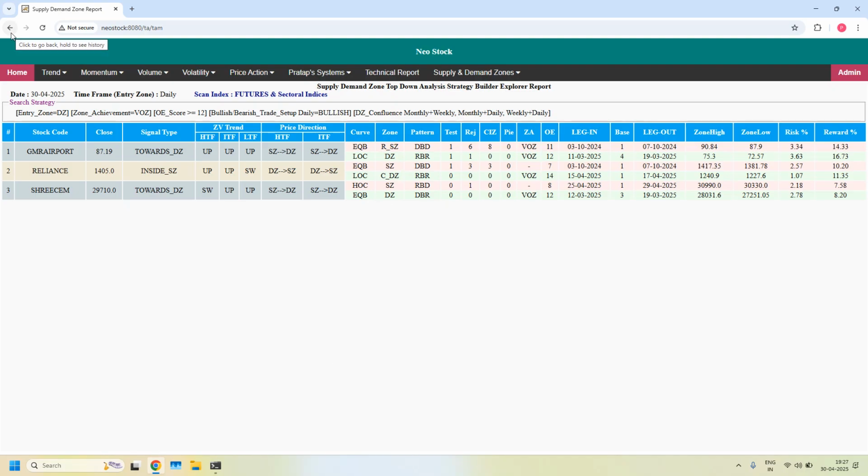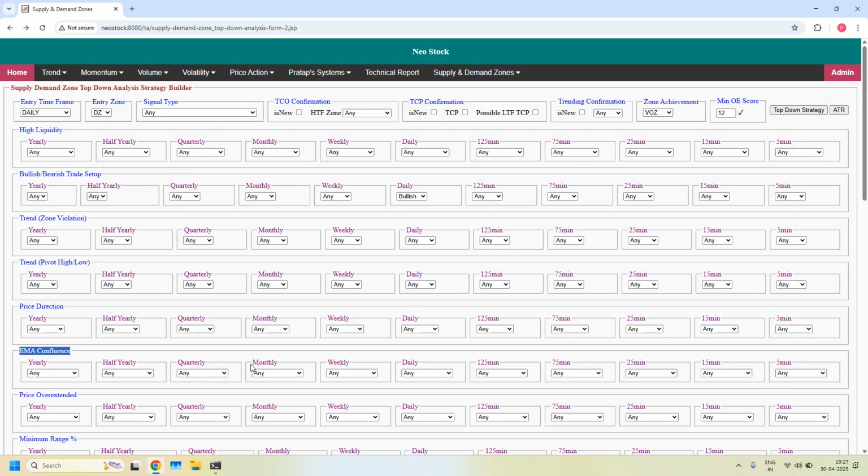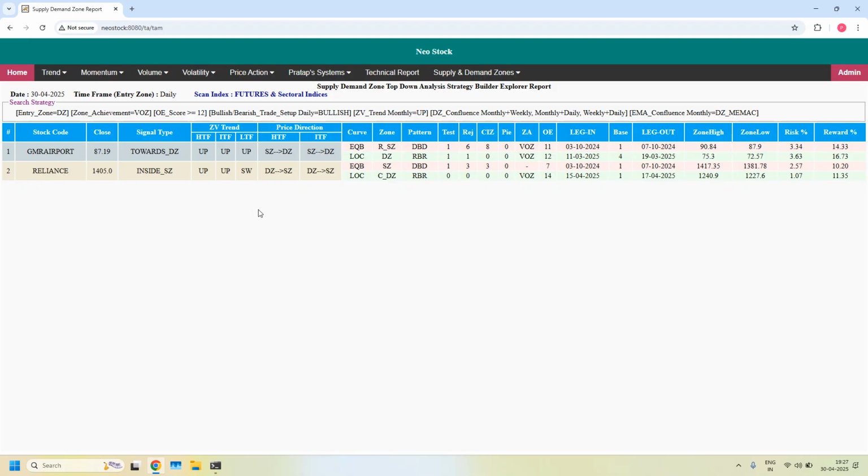That we will filter. Going back, in the EMA confluence at monthly time frame, I am checking monthly demand zone having monthly EMA confluence or not. At the same time, trend on the monthly should be only uptrend but not sideways. Why uptrend? Because it is bullish trade setup. So let's filter. We got both these stocks. So both these daily demand zones are having more high probability to get success because they are overlapped with weekly and monthly, and also monthly zone is having monthly EMA confluence and monthly trend is uptrend.